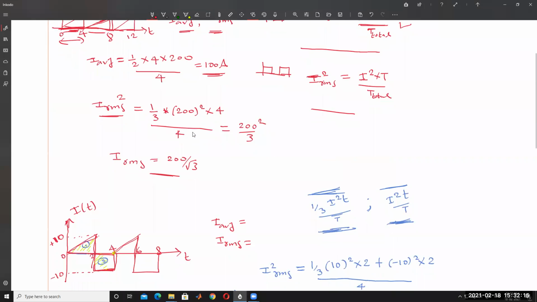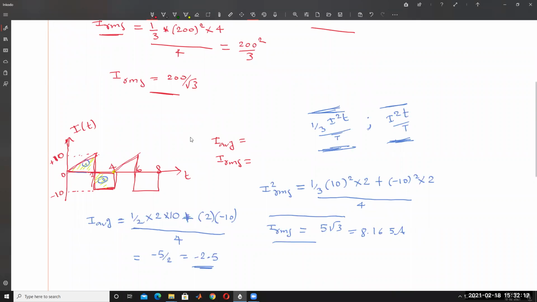So here also, 0 to 2 is one waveform and 2 to 4 is another, and again 4 to 6 and 6 to 8, the waveform is repeated. That's why we find it up to only 0 to 4. That is called the total time period, which is nothing but 4.